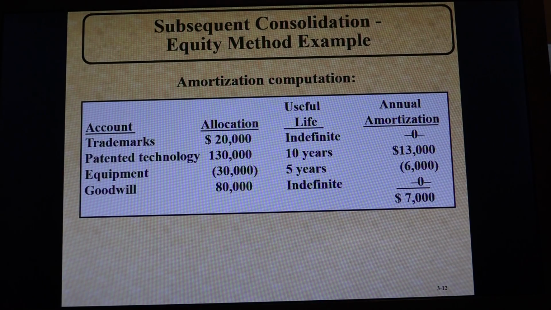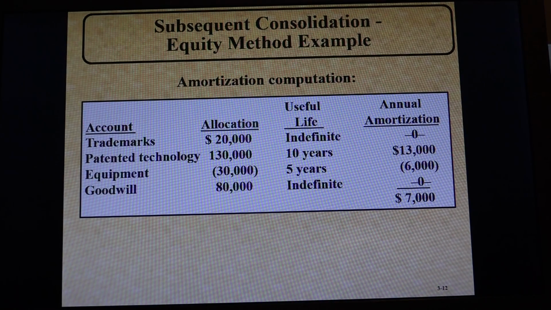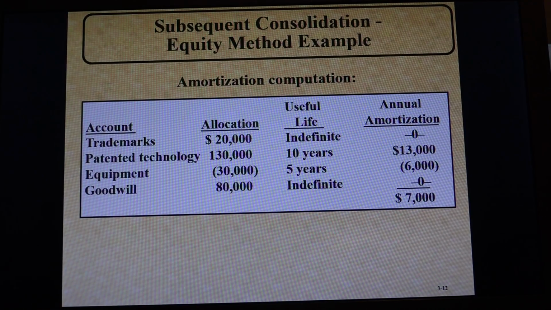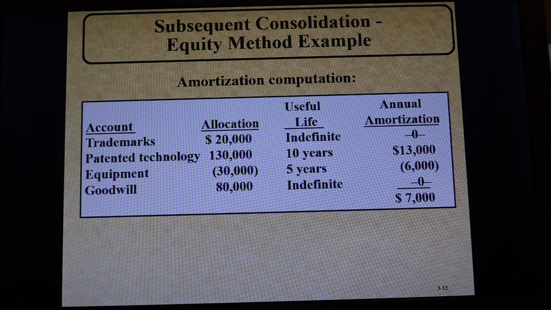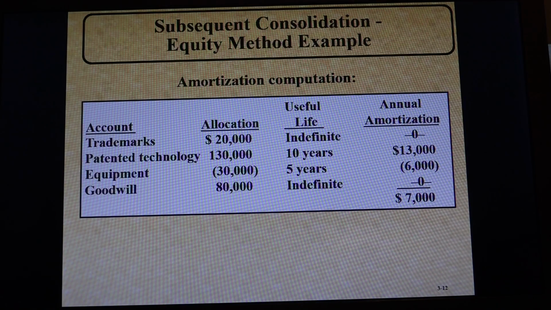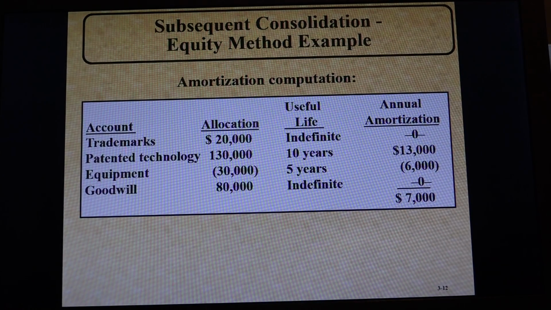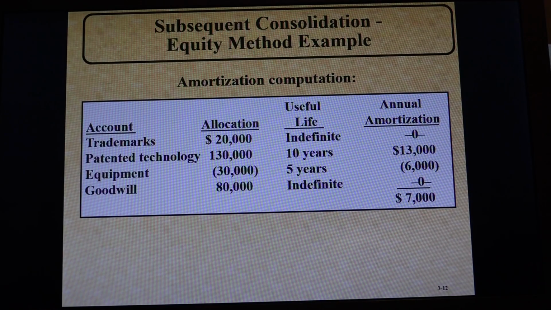Remember that we have to amortize and depreciate certain assets. We have to amortize and depreciate the excess fair value over book value over those particular assets' useful life or remaining useful life. Now, in this instance, we have an asset called trademarks. Again, the allocation of the excess is $20,000 to trademarks, but it has an indefinite useful life.